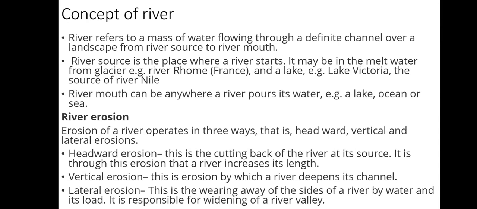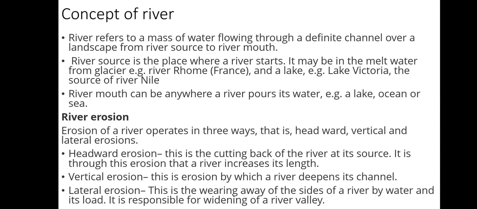Now, what do we mean when we say a river source? A river source is the place where a river starts. So basically it's the origin of a river. It can either be a spring or melt water from a glacier. For example, this is found in the river Rhone, in France. It can also originate from a lake. For example, Lake Victoria is the source of the river Nile.